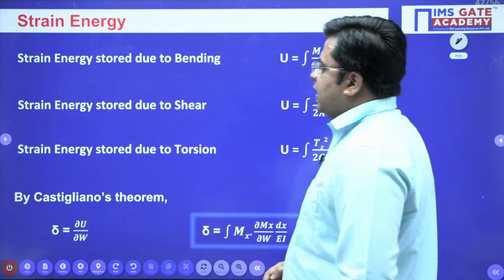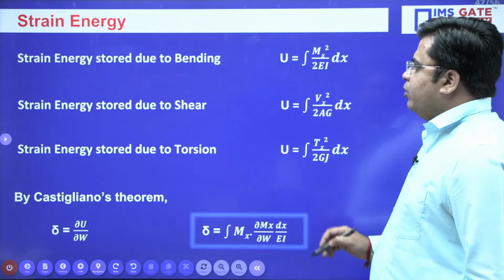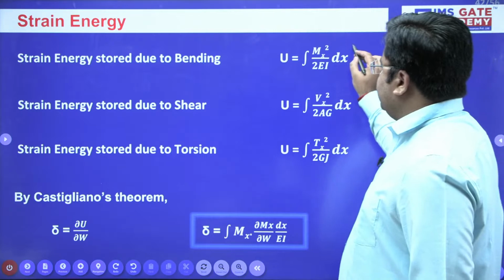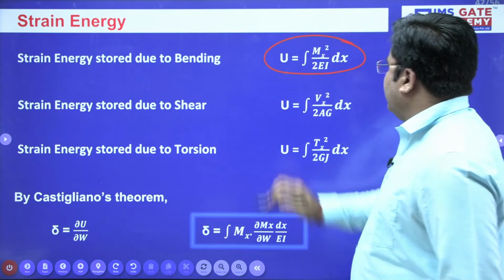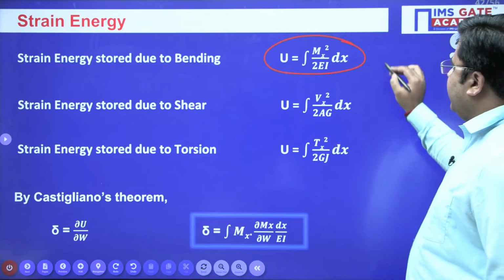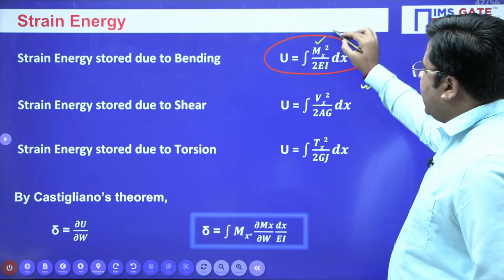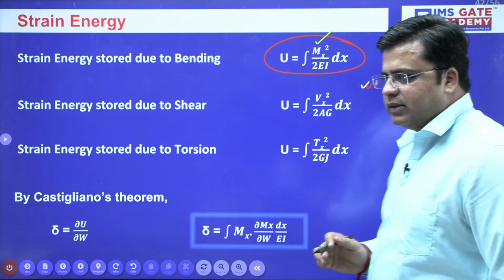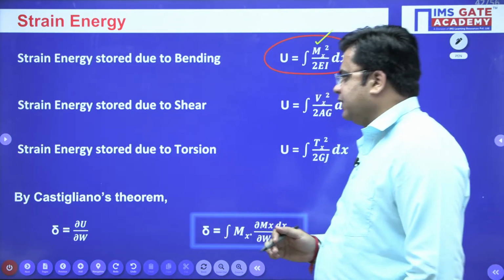So these are the standard results of the strain energy due to bending. The strain energy U is equal to the integration of Mx square upon 2EI into dx, right, where Mx is the moment at any section xx.